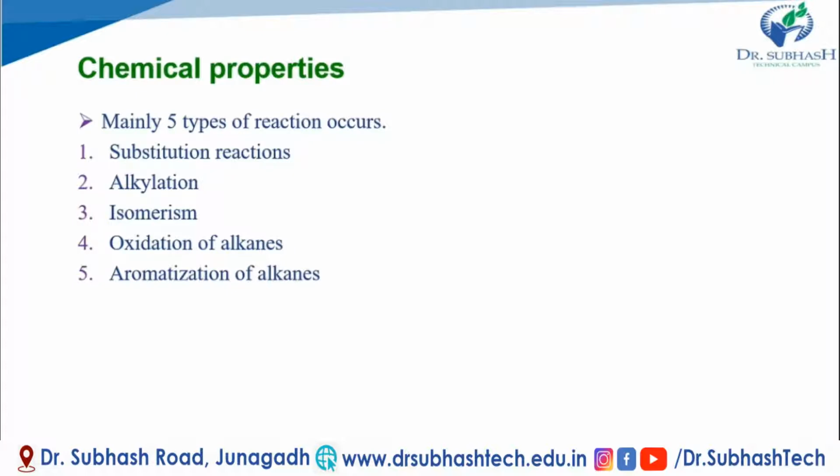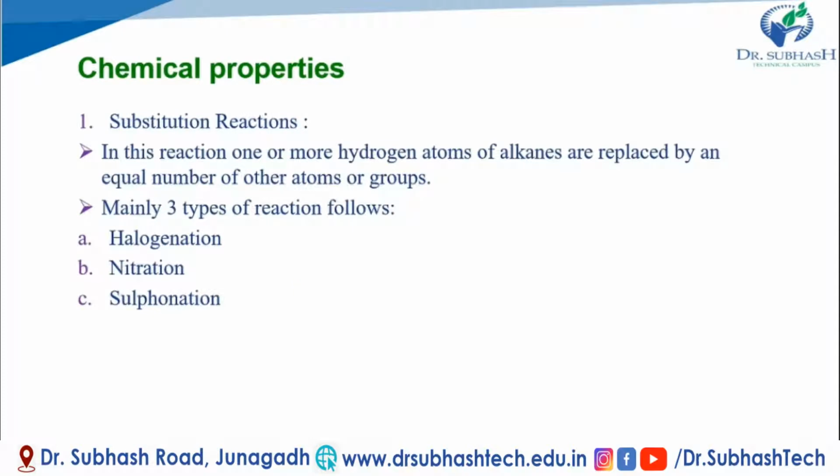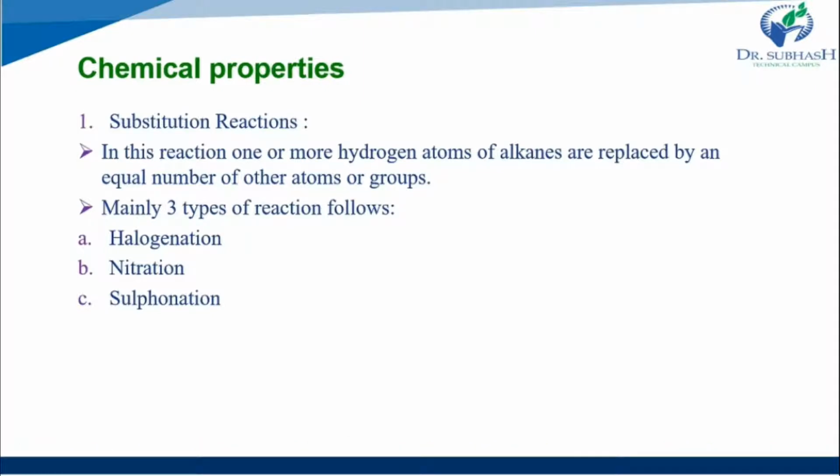Okay, so in the first reaction, substitution reaction, today we study only this one reaction. In this reaction, one or more hydrogen atoms of the alkane are replaced by an equal number of other atoms or groups. That's called the substitution reaction. Mainly 3 types of reaction occur: first one is halogenation, second one is nitration, and third one is sulfonation reaction.